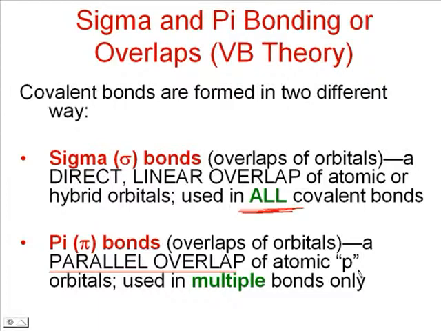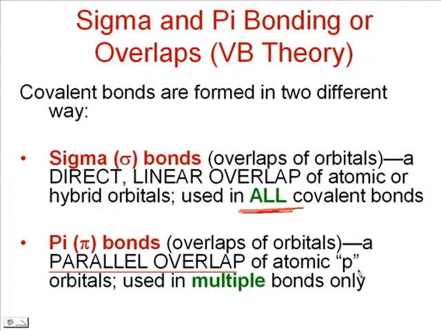The electrons that are in those p orbitals are going to overlap with one another by staying in their parallel orientation. So in other words, you're not going to have the two p orbitals come in head-on at each other. You're going to come in side by side, sort of like railroad tracks.